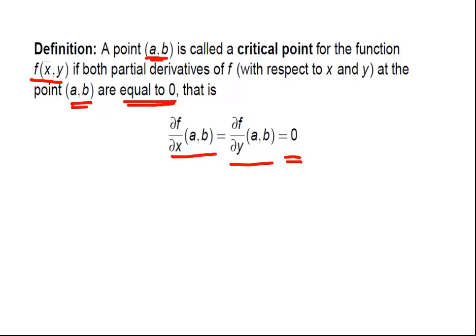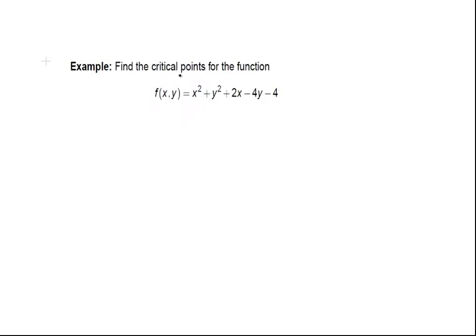It's quite important. There's a couple of tests that will follow later on, to determine whether they are local maximum, local minimum, or saddle points. I'm going to save that for another video, but for the time being we'll stick to critical points. This is a key definition. This is where you start off: you get your function, take the derivative with respect to x and with respect to y, and try to deduce where a and b are. So find the critical points for the function as follows.